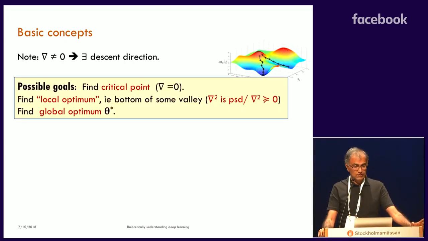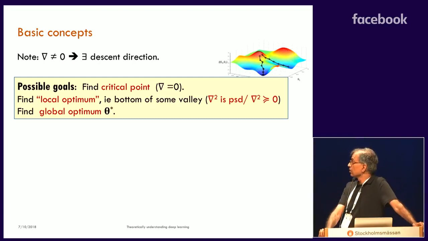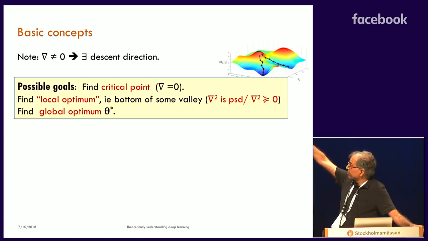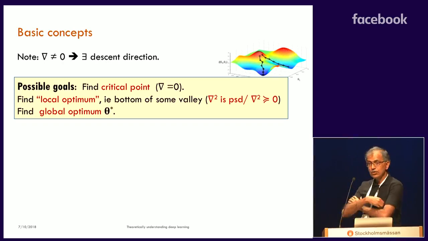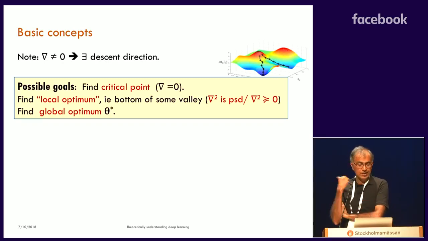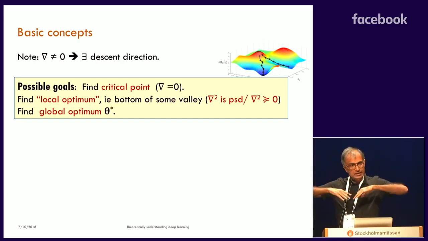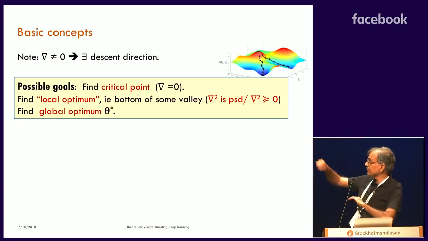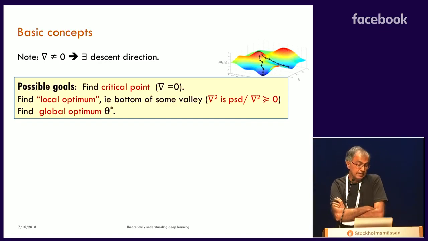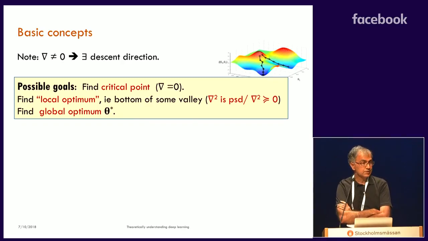Possible goals of algorithms. You could find just a critical point, where the gradient is zero. So at least at that point, there's no local improvement of the loss function. The next stronger notion would be to find a local optimum, that is, the bottom of some valley. It need not be the global optimum. Mathematically, a local optimum can be defined in many ways, but the one we are interested in is that the second derivative, the Hessian, is positive semi-definite. That's saying geometrically exactly that it's the bottom of a valley. And then the most ambitious goal would be to find the global optimum.